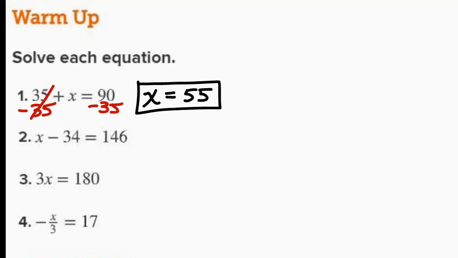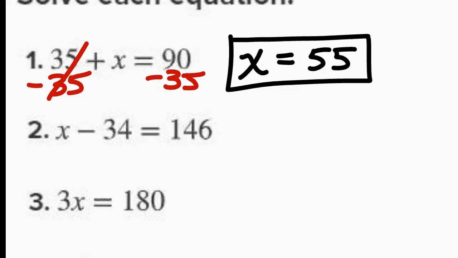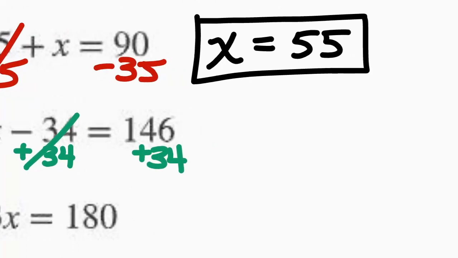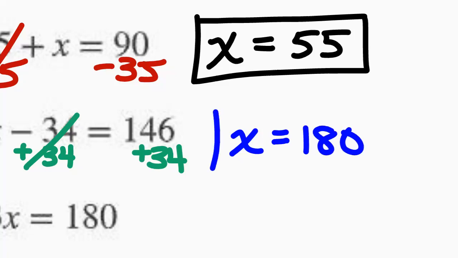Number 2, what would I do to get the x all by itself? Add 34 to both sides. This time I'm not using the subtraction property of equality. Anybody want to take a guess at what this one's called? The addition property of equality, yes. So I get x is equal to what this time? 180. Nice work.